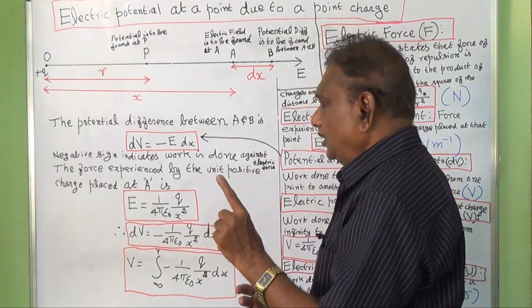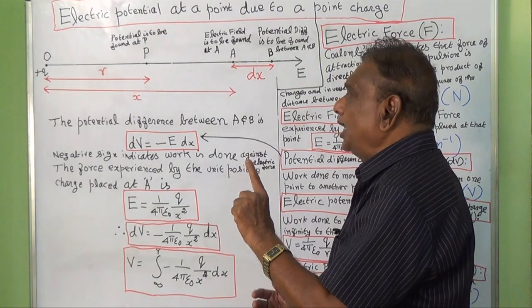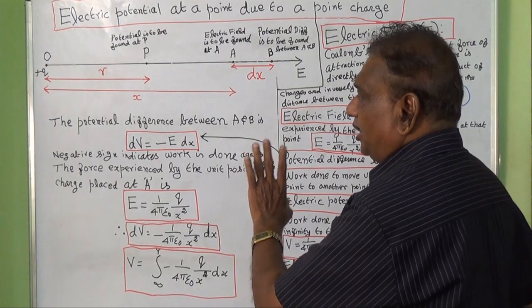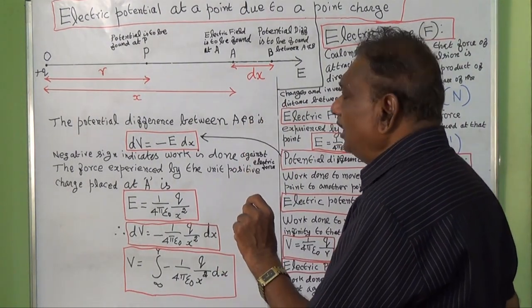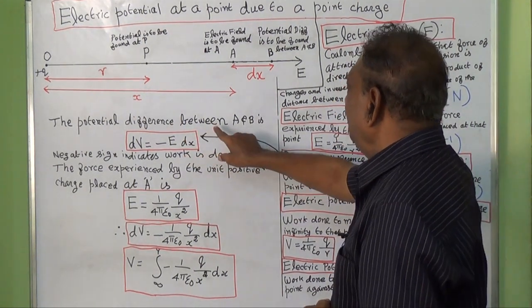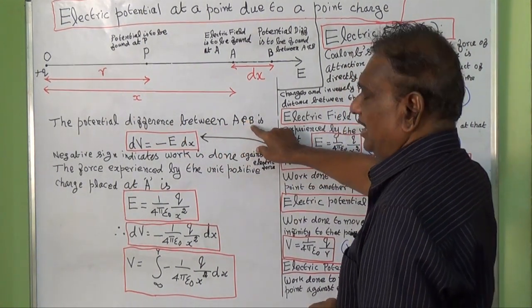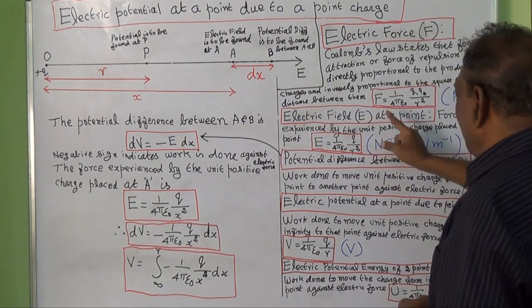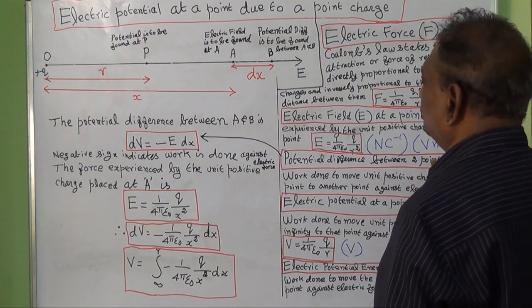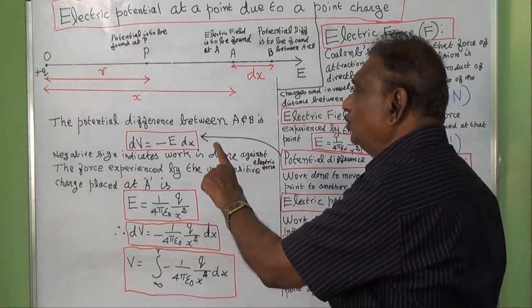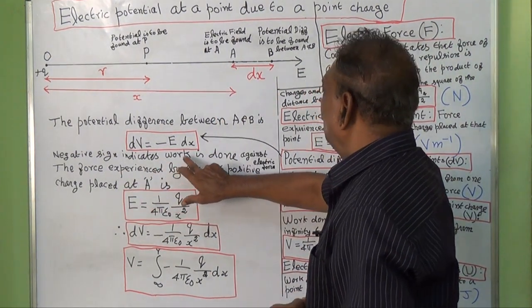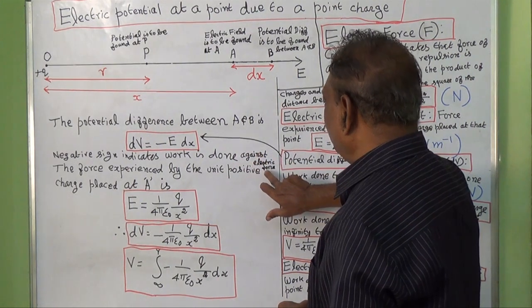We are going to derive the formula for the potential at a point due to a point charge. First of all, we are writing the formula for potential difference between the points A and B. As we have already discussed, the formula for the potential difference between the 2 points is dV equal to minus E dx. The negative sign indicates work is done against the electric force.